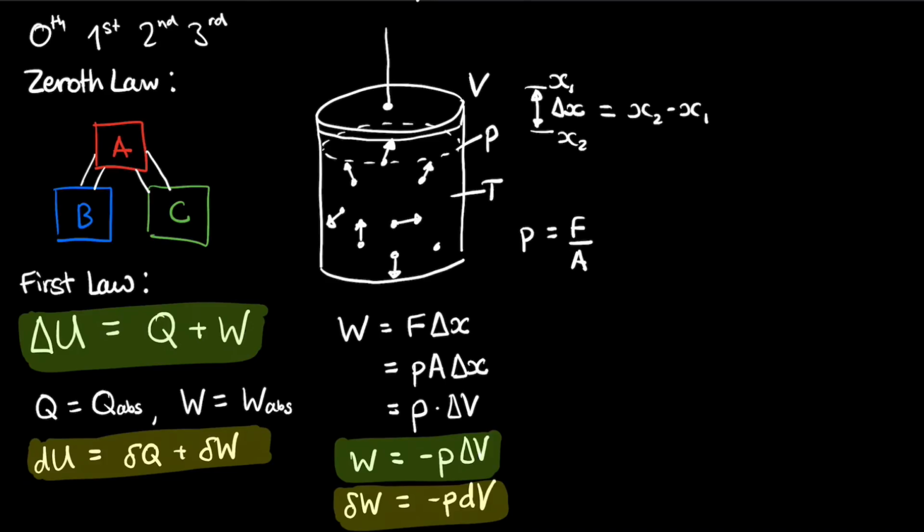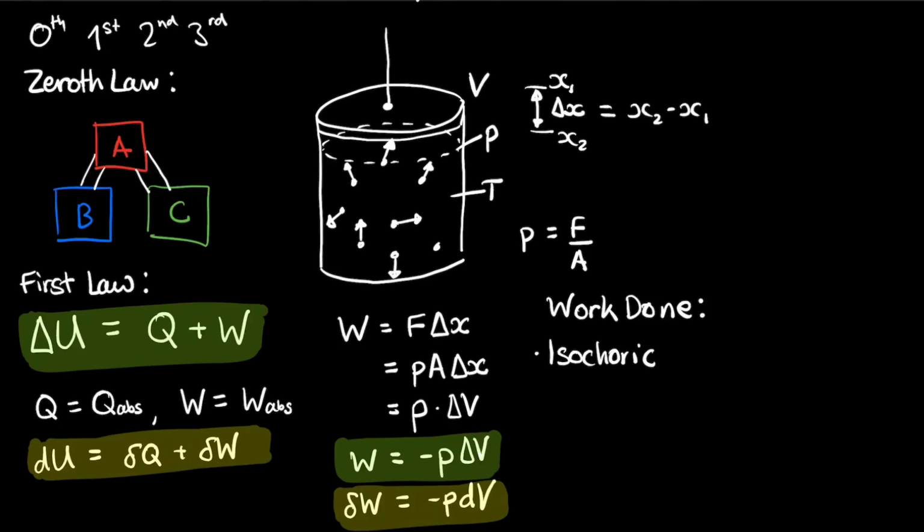I now just want to go over what the work done is for each of these different types of processes. We're going to take a little break and talk about work being done right here. What is the work done in these four different types of processes? Let's start with the simplest one, isochoric.